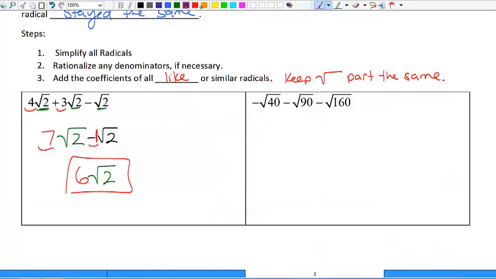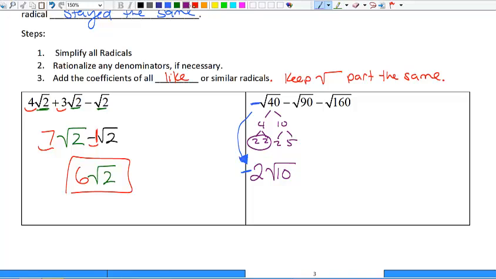On the next problem, root 40, root 90, and root 160 are not all the same. But that's okay because step 1 says to simplify all of the radicals. So 40 is going to break down into 4 times 10, 2, 2, 2, and 5. So this 2 gets to go out. The 2 and the 5 stay inside the radical and multiply. But please don't forget that there's a minus here. So you have to bring down any outside coefficients or signs down into the problem after you reduce.